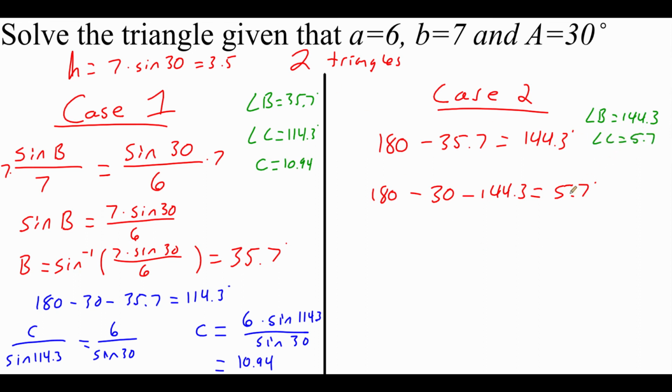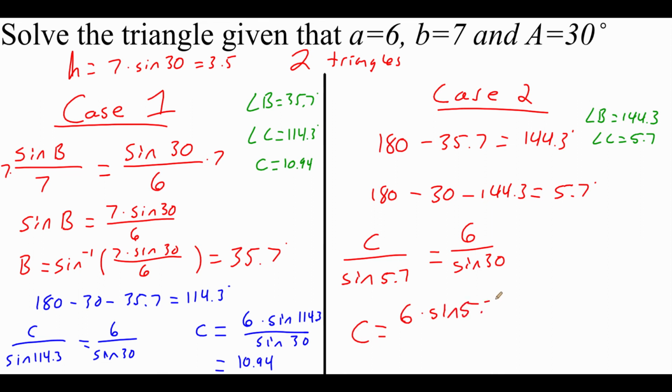And since we got a new angle C, now that's going to give us a new side C. So I'm going to do C divided by the sine of that 5.7 degree angle equals the 6 over the sine of 30. I'm going to multiply that sine of 5.7 over to the right-hand side. So we get C equals 6 times the sine of 5.7 divided by the sine of 30. And I'm going to type this into my calculator. And we should get about 1.19 as side C.